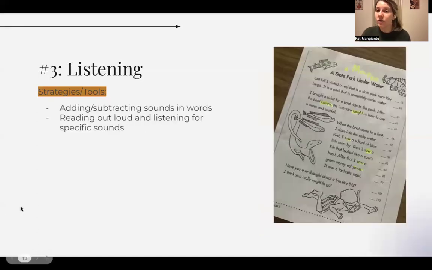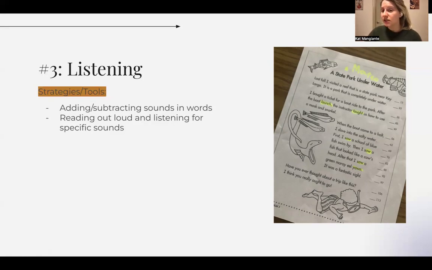Next, we have listening. For listening, we have adding and subtracting sounds in words, reading out loud, and listening for specific sounds. An example for listening might be, I would say out loud, okay, I want you to add s to pit, add s to pit. And the class would repeat spit. You would do things like that all the time and try to maneuver words, and maybe come up with word trains where you have a whole train of things where you're adding and subtracting sounds over and over again.